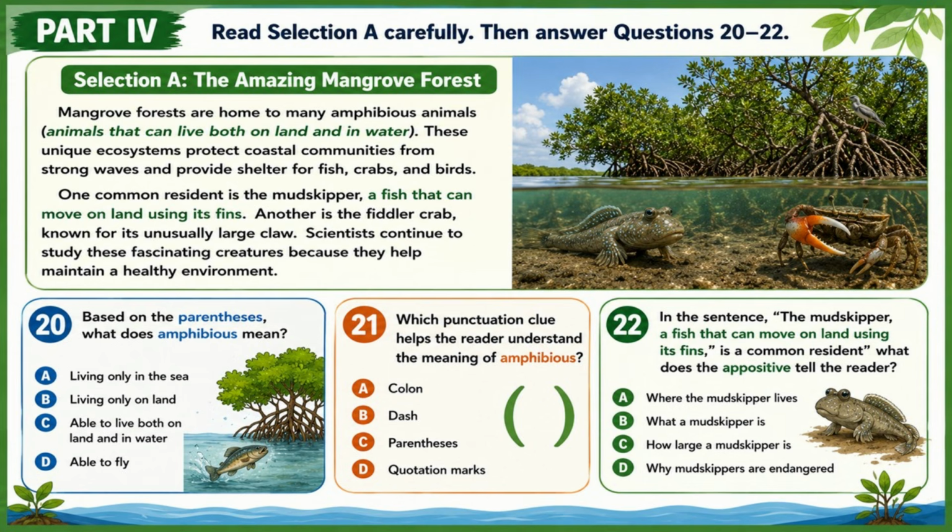Number 22. In the sentence, "The mud skipper, a fish that can move on land using its fins, is a common resident," what does the appositive tell the reader? A. Where the mud skipper lives. B. What a mud skipper is. C. How large a mud skipper is. D. Why mud skippers are endangered.